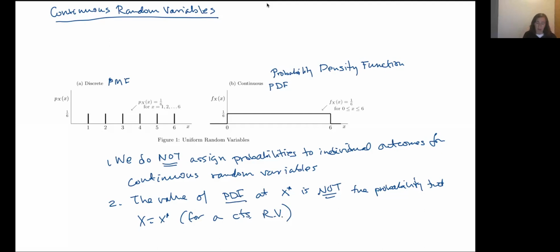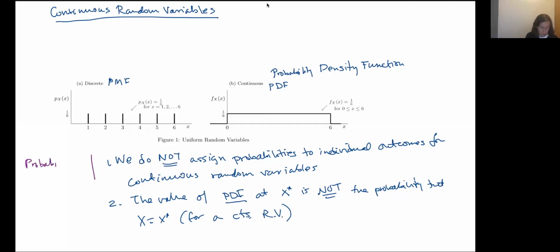Okay. So let me just emphasize the point. It could be a little bit hard to wrap your brain around. We're not assigning some probability to x equals 3 or something like that. Those are undefined. What we can do is assign probabilities to ranges of outcomes. Okay.